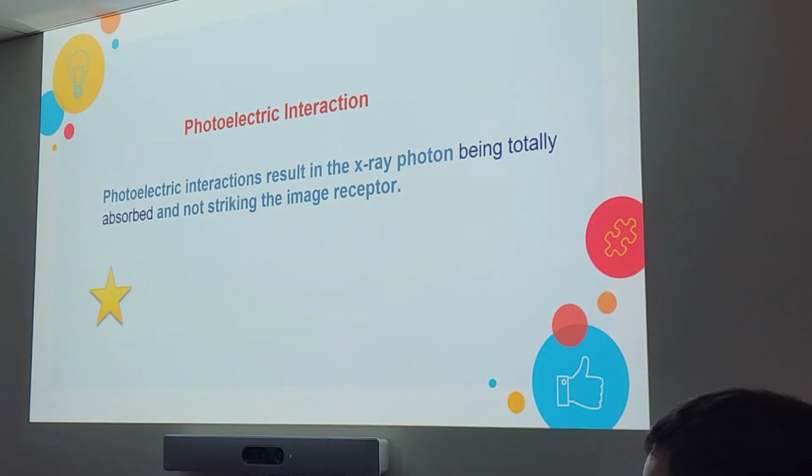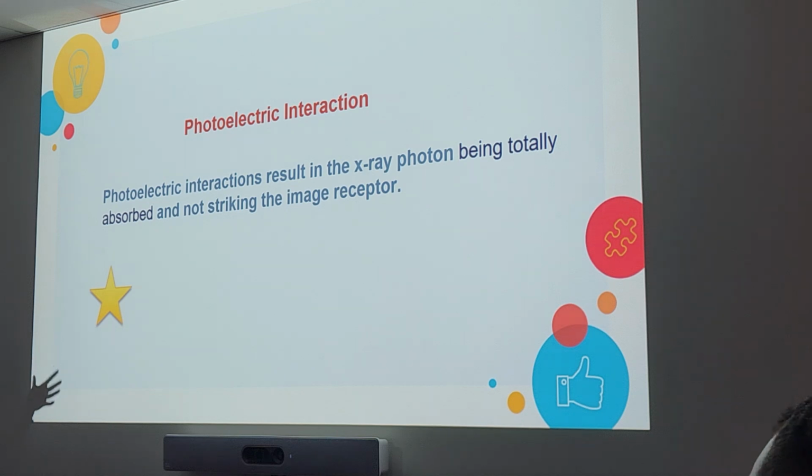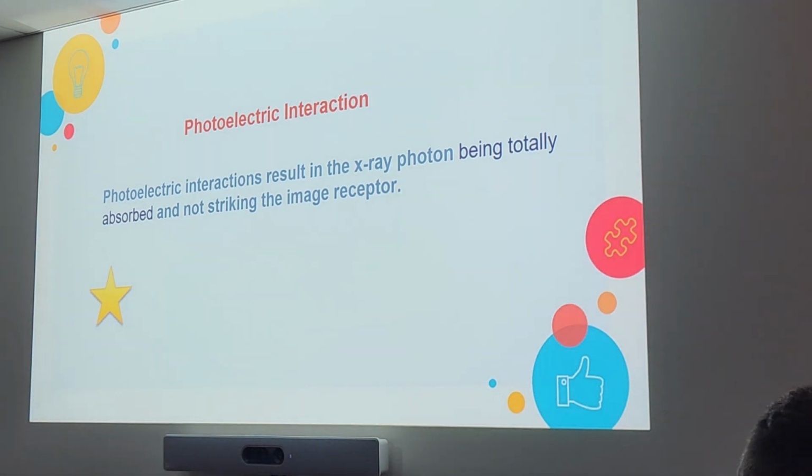So during photoelectric interaction, the X-ray photon is totally absorbed by the matter that it interacts with, right? Have you seen X-rays with barium or contrast in fluoroscopy? Yes, it looks very bright, correct? Because the X-rays are being absorbed by the barium, so they're not reaching the IR. That's why it looks very bright.